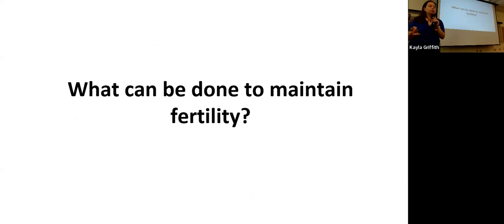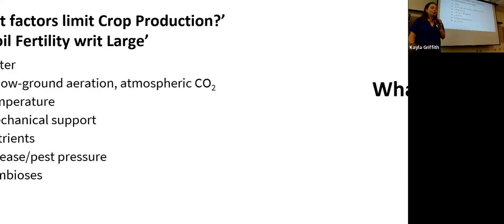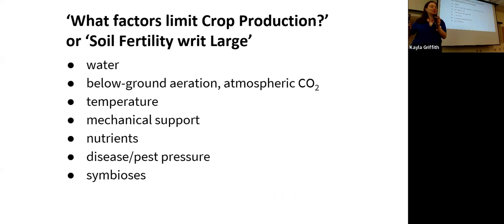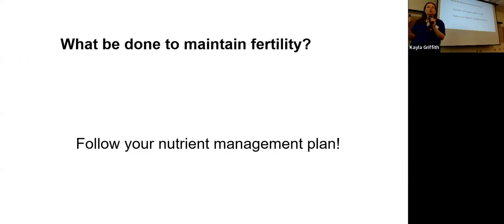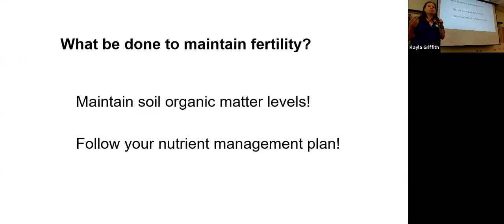What can growers do to maintain soil fertility? Again, way back at the beginning, before lunch, we talked about how there are a lot of different factors that limit crop production. Soil fertility is just one of them. Nutrients are just one of them. So there are two main things to recommend. Maintain good soil organic matter levels, 3 or 4%, and follow your nutrient management plan. Those are two of the best ways to maintain good soil fertility.